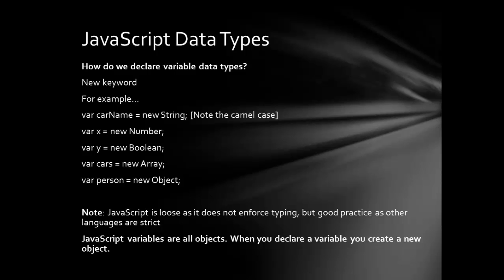But again, it's loosely typed, so I could say var carName equals new String, turn right around and put a number in there. Now, one of the things I will point out, I have a note there about the camel case. Anytime you have a compound word, the first letter of the second word is uppercase, so the camel, the hump, that's why they call it camel case.